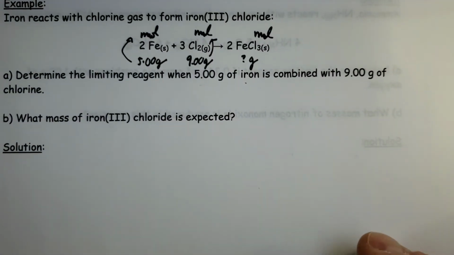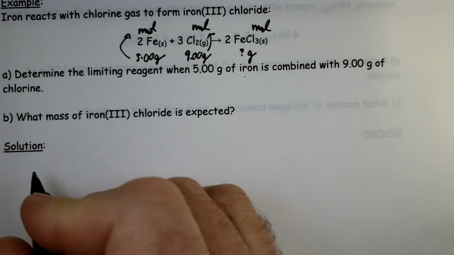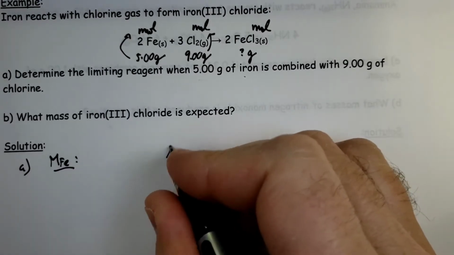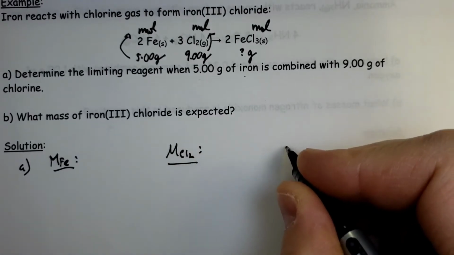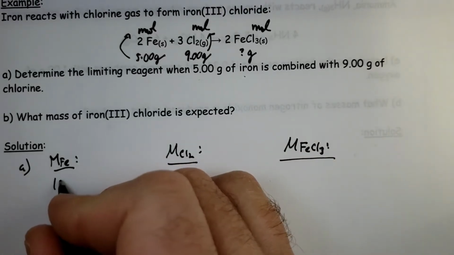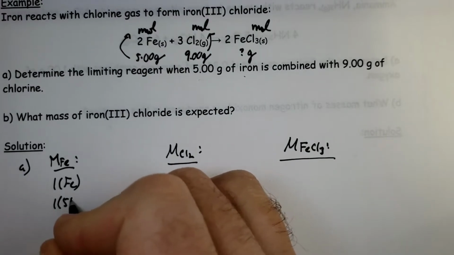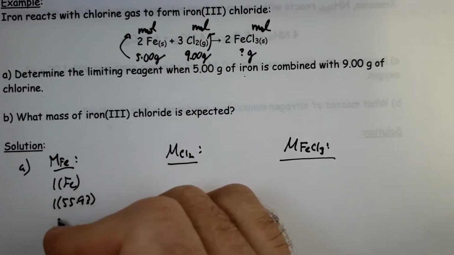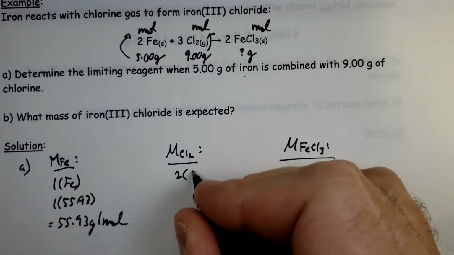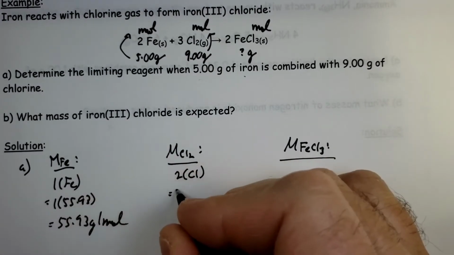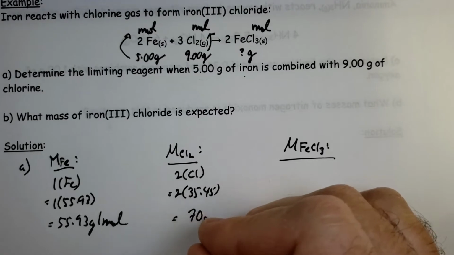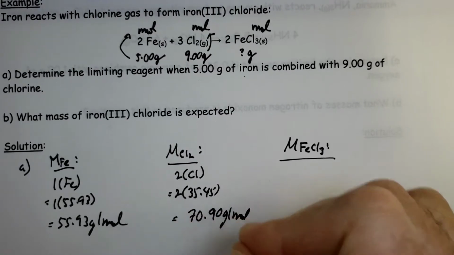So of course, that involves figuring out the molar mass of all 3 of those. So over here, part A, figure out the molar mass of iron, the molar mass of chlorine, and the molar mass of iron 3 chloride. Here we have 1 iron. Iron on the periodic table is 55.93, so 55.93 grams per mole. 2 chlorines over here. Each chlorine is 35.45. So that gives us 70.9 grams per mole.